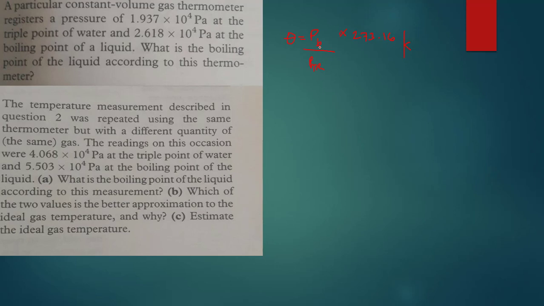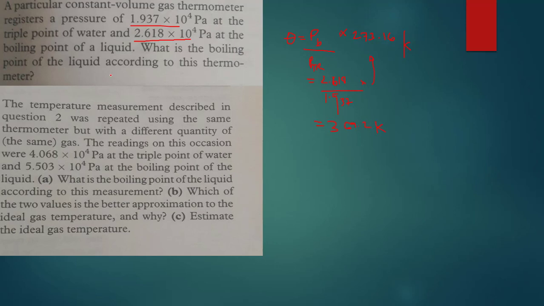If we put in the numbers, the pressure at the boiling point was 2.1618, divided by 1.937, of course both in 10 power 4, so they just cancel, times 273.16. The answer you should get here is 369.2 Kelvin.